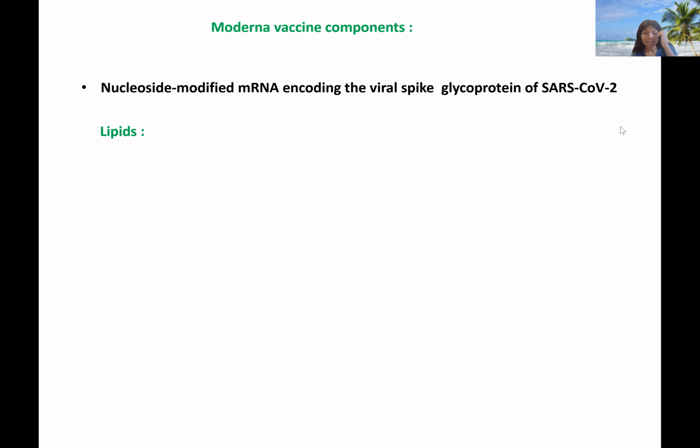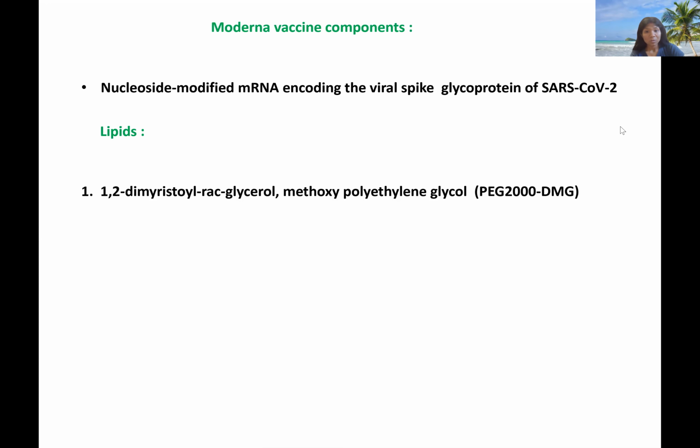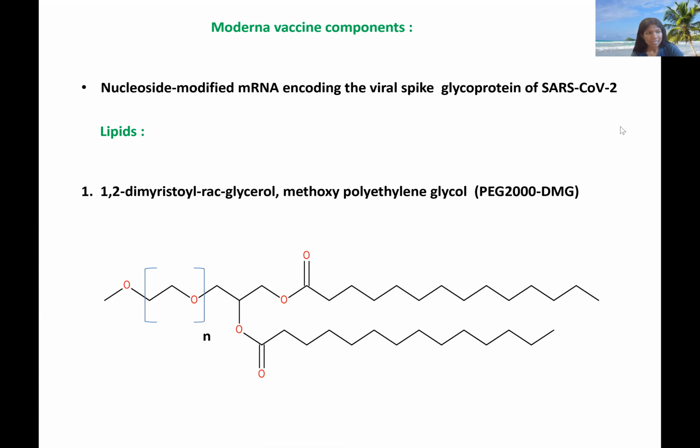Next, it has similarly some lipids. It has four lipids. The first is 1,2-dimyristoyl glycerol methoxy polyethylene glycol. We briefly call it PEG 2000 DMG. This is the structure of PEG DMG. You can see the number N.